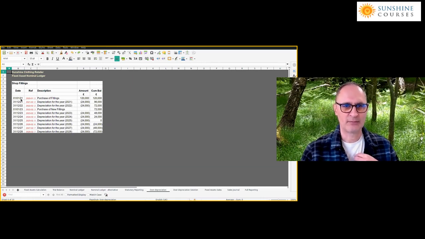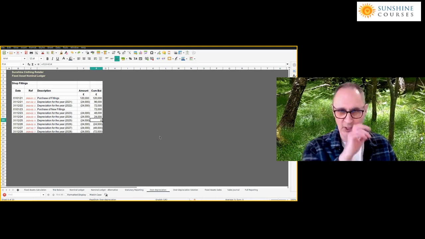In this example, we bought the fittings, so this is the nominal ledger, we bought these fittings for £120,000. At the end of the first year, we allocated depreciation of £24,000, we're down to £96,000. Then we allocate depreciation in the next year of £24,000. We allocate depreciation in the following year of £24,000. And look what happens when we get to the fifth year, 2025, we've depreciated all of the £120,000. There's nothing left in the cumulative balance.